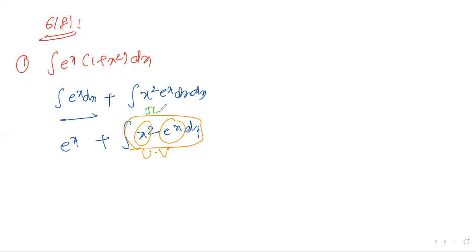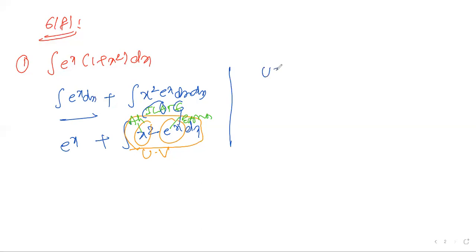What is ILATE? According to ILATE, you can prefer which comes first. What is this, an algebraic function? What is this, an exponential function? Which comes initially, algebraic or exponential? Algebraic comes first, then exponential comes after. So you can take u equal to x^2.